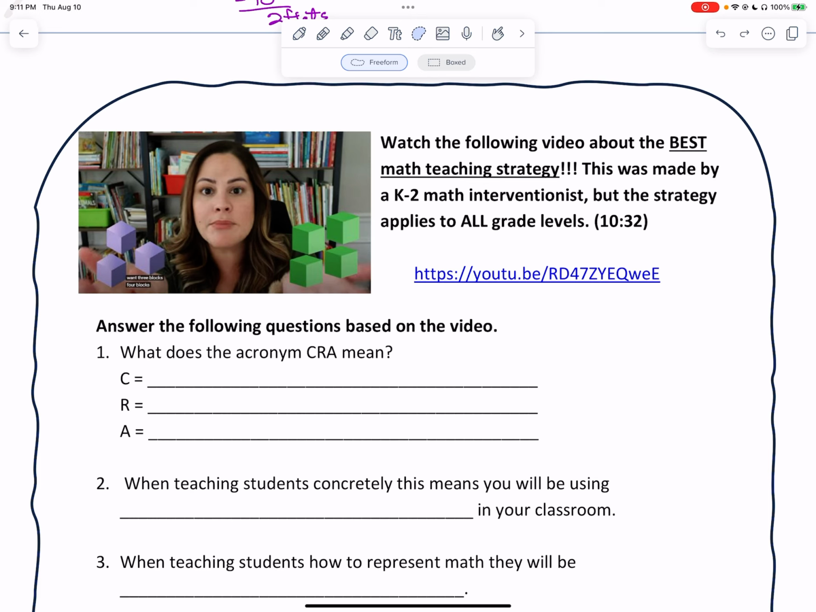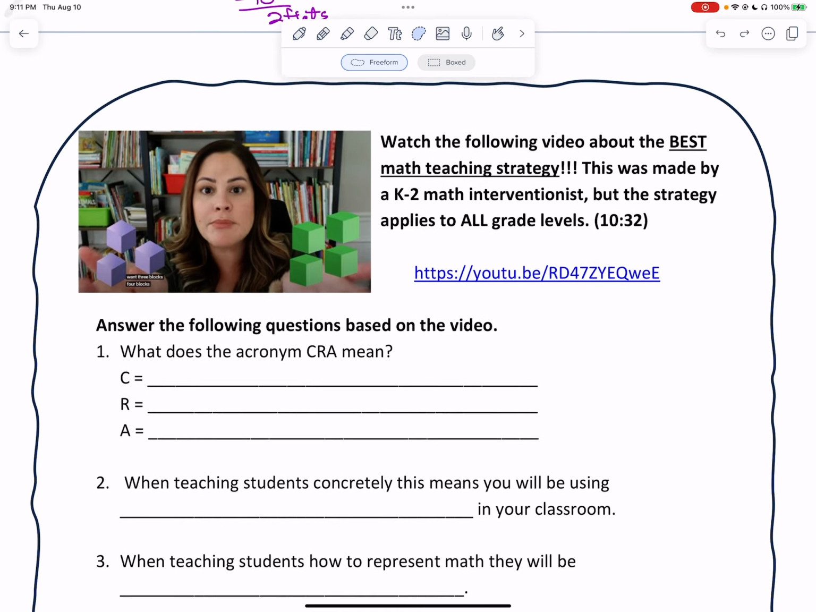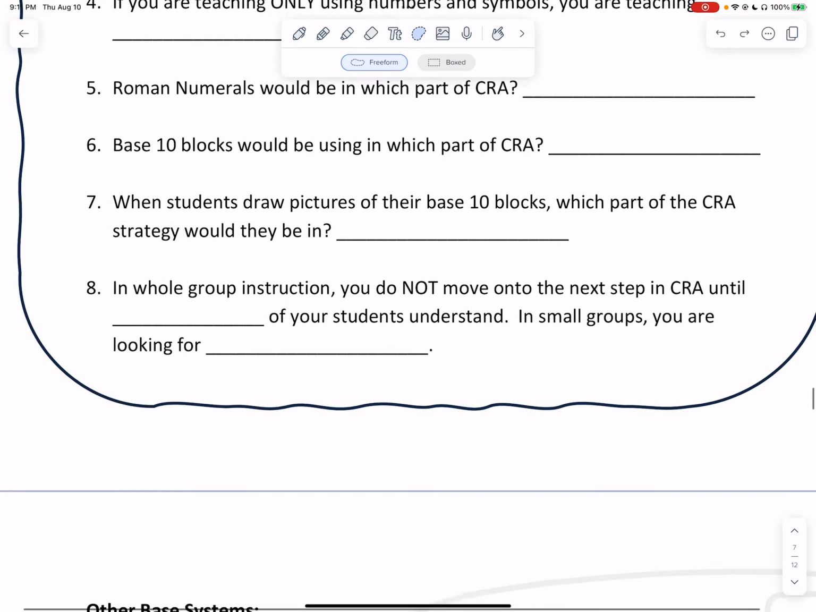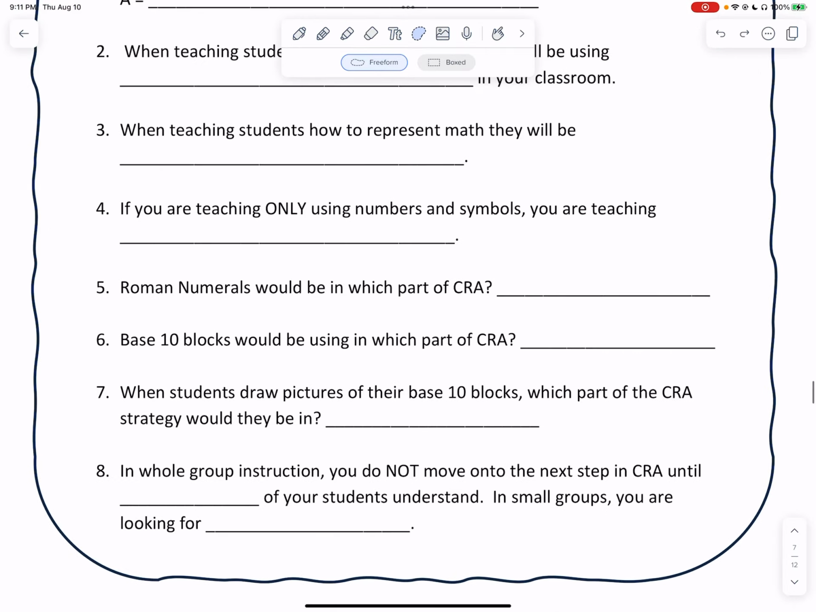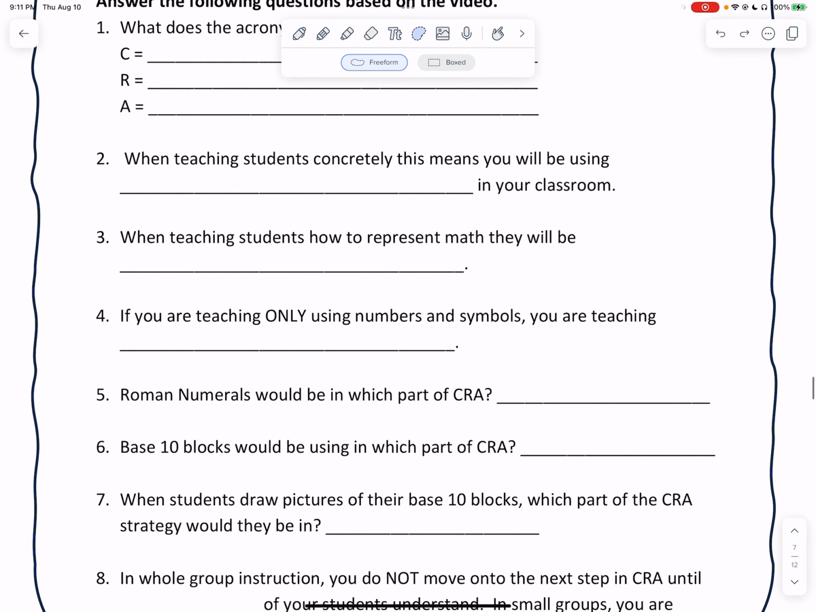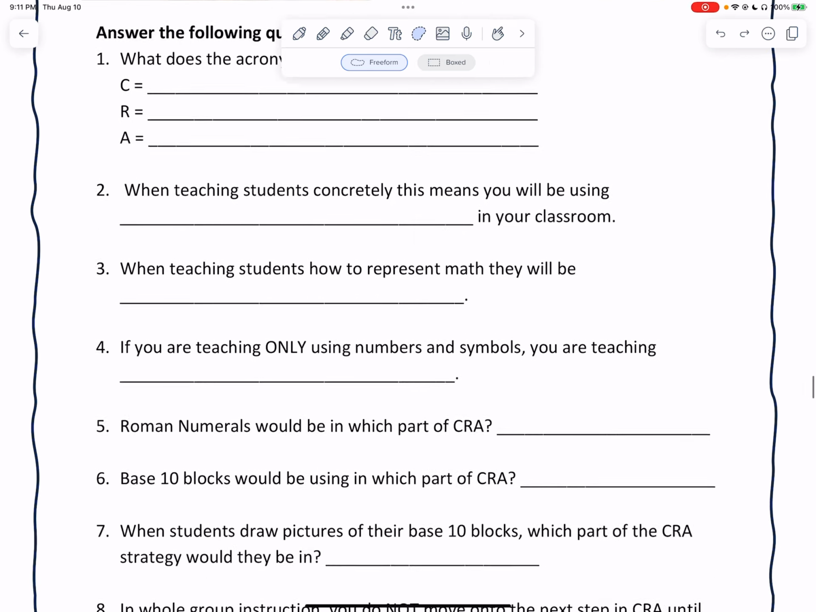This is what you're going to see me doing all the time. When I talked about going from concrete to abstract, that's what she talks about. So you will need to watch that video and fill this in. I'm going to check these when you take your chapter 3 test. While you're taking the test, I'll be looking through your notes and giving you a notes grade.